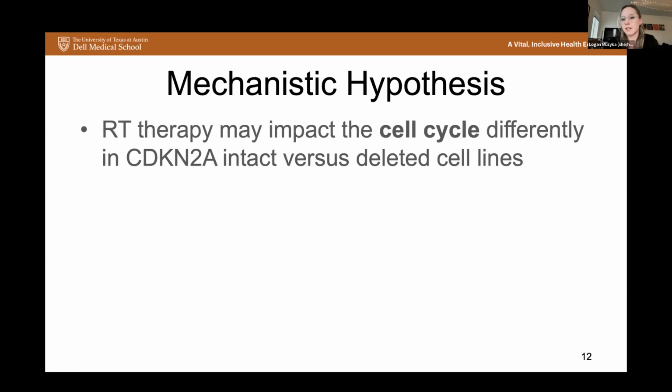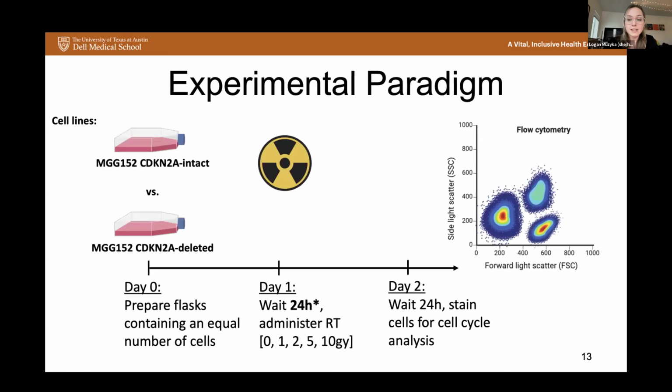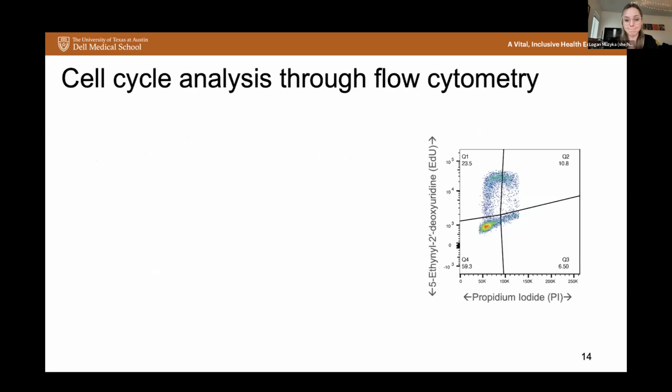Mechanistically, it's unclear why this is occurring. So one thing I wanted to explore is if the radiation therapy is impacting the cell cycle differently, given the CDKN2A mutation impacts cell cycling. To test this, I conducted flow cytometry. In a similar setup as my experiments before, I took the CDKN2A intact and deleted cell lines. I radiated at 24 hours at varying doses. And then on day 2, I stained for cell cycle analysis.